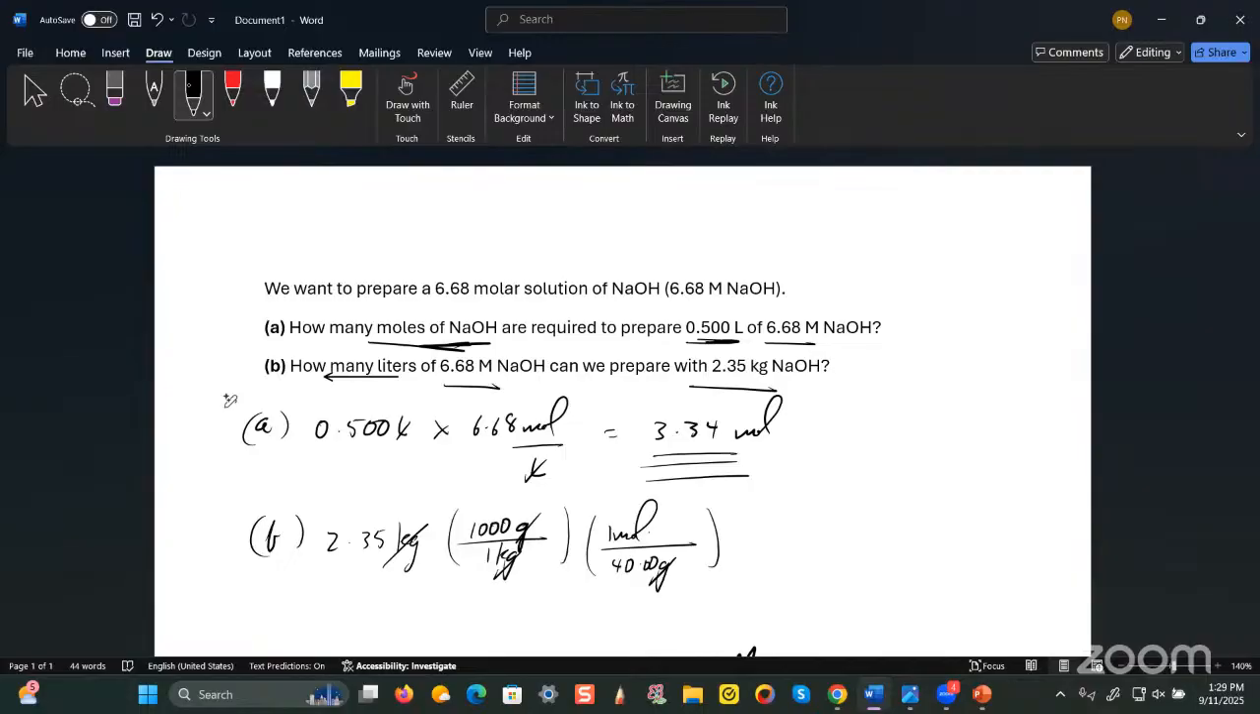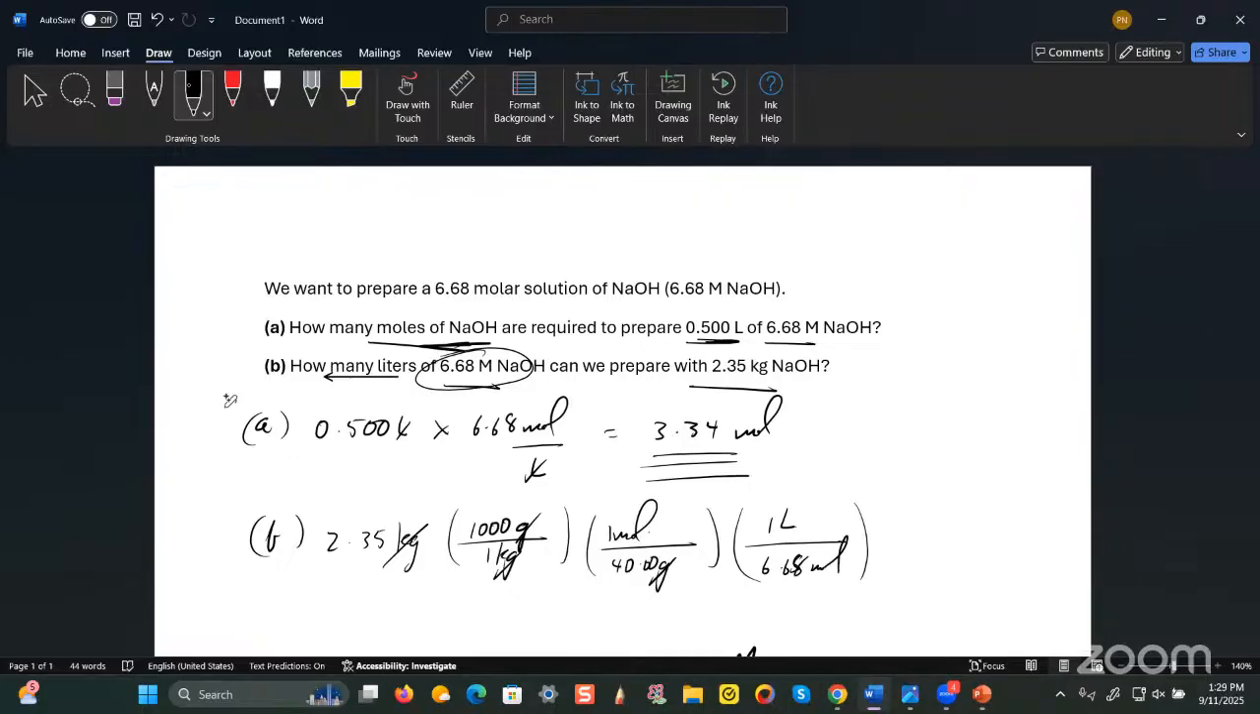So far we have the moles, and the question is asking for the liters, right? So what would you multiply that by to get the liters? Well, you won't multiply by the molarity, you'll divide by the molarity, because remember, you're trying to find the liters, so it will be 1 liter above and the 6.68 moles below.